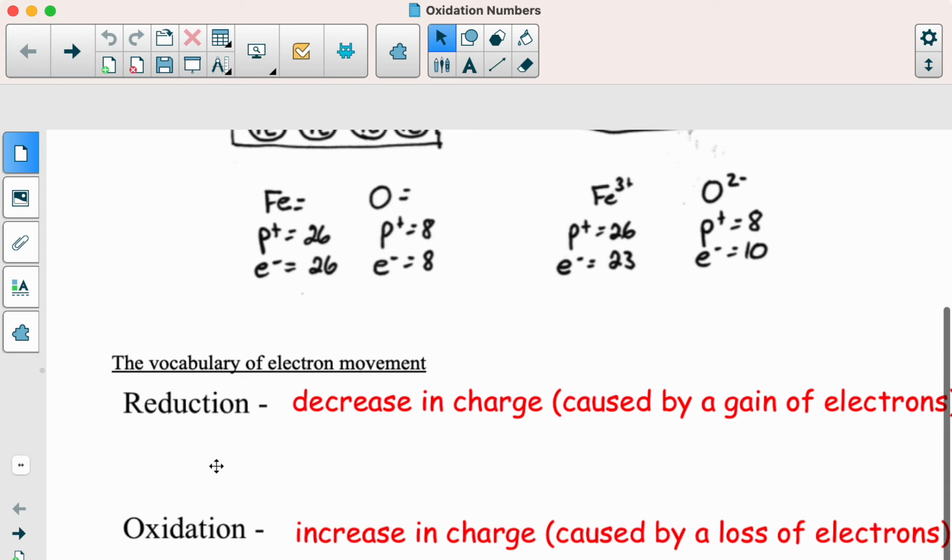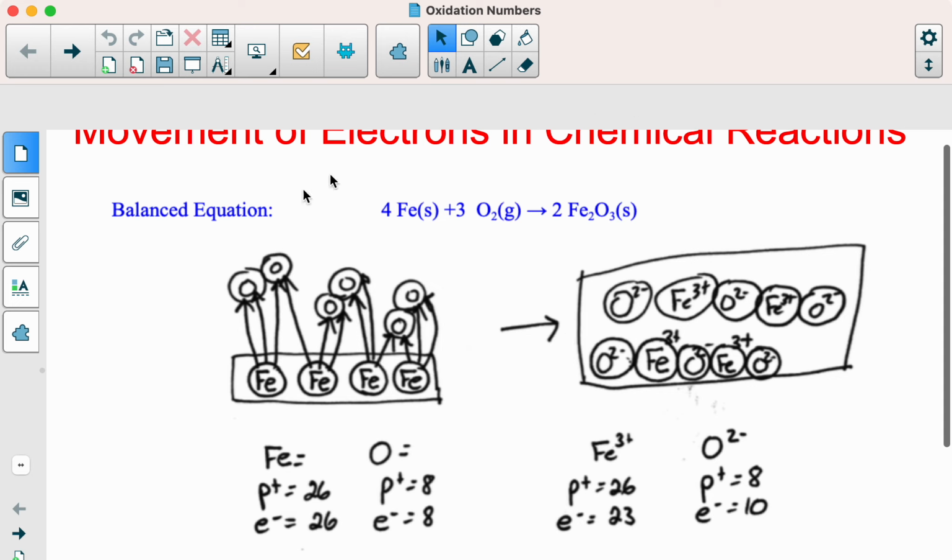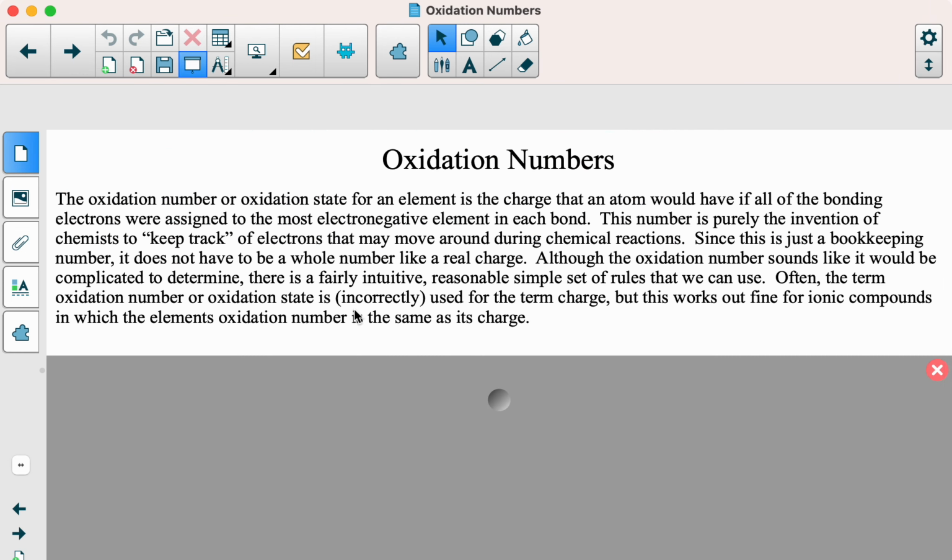There are a lot of chemical reactions that move electrons that don't have as straightforward of a view of how the electrons are moving because we aren't necessarily always working with ionic compounds. Oxidation numbers are going to be our tool for tracking the movement of electrons when we don't actually have charged entities to work with. The oxidation number, or oxidation state, is the charge that an atom would have if all the bonding electrons were assigned to the more electronegative element in each bond.